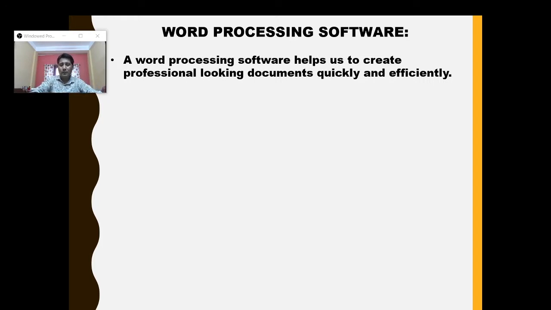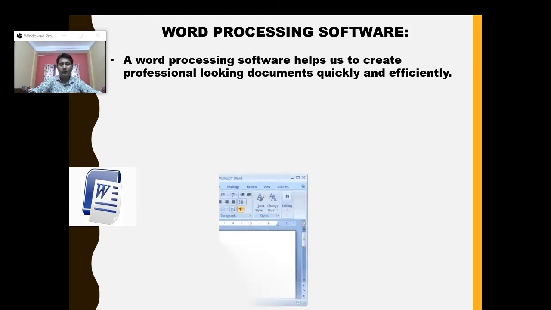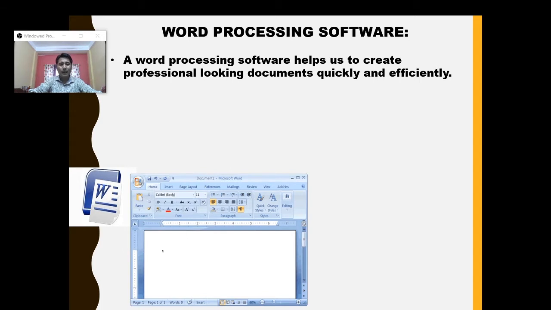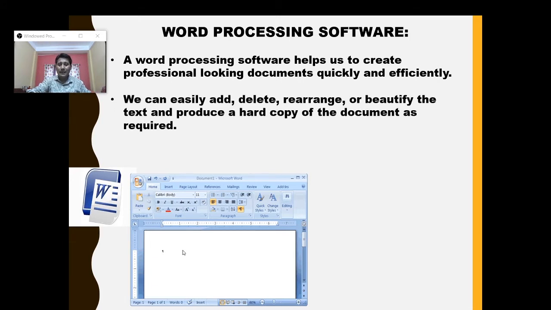The word processing software helps us to quickly create professional looking documents. When I'm talking about professional looking documents, you need a word processor to create it, because we need to change the format of a document as well. A very good example of word processing software is Microsoft Word. Here you can format the text according to your need, and we can easily add, delete, rearrange, or beautify the text, and we can produce the hard copy of the document as required.